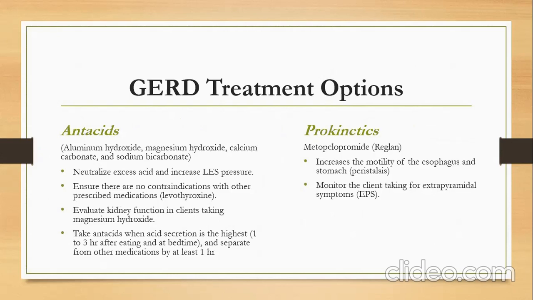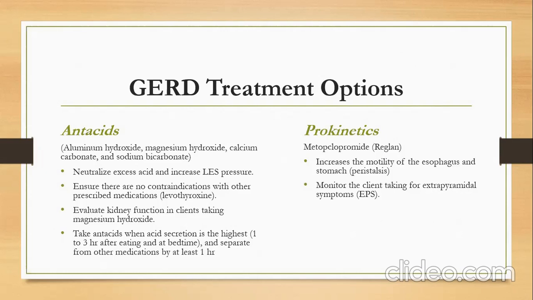Antacids. Those are like your over-the-counters, your magnesium hydroxide, which is milk of mag, your calcium carbonate, which is Tums, sodium bicarb. We will talk more about acid-base in a couple weeks, but antacids work as a buffer. They neutralize excess acid and they increase the pressure of the LES. So keeping those gastric contents where they're supposed to be and neutralizing the acid.